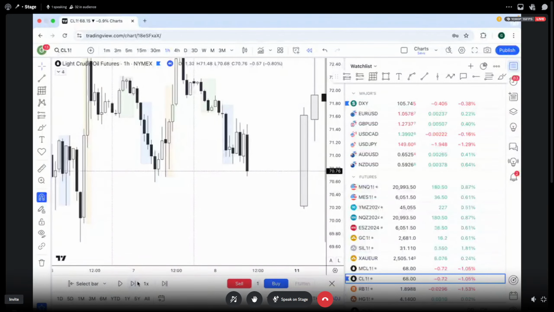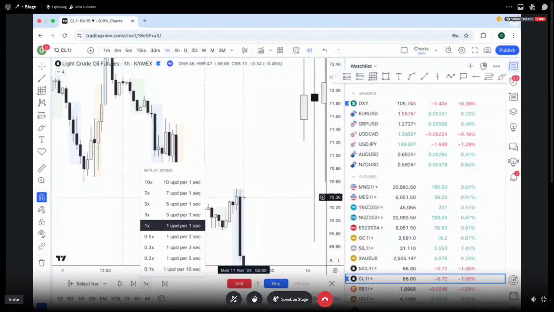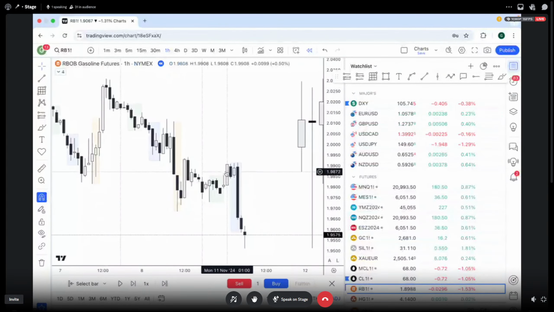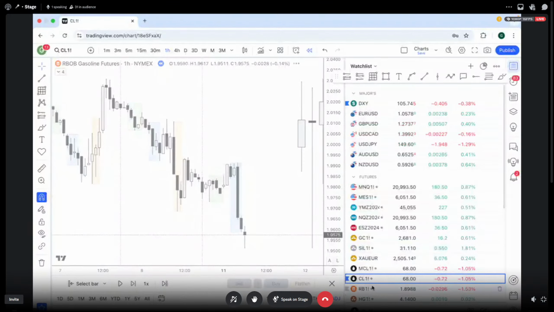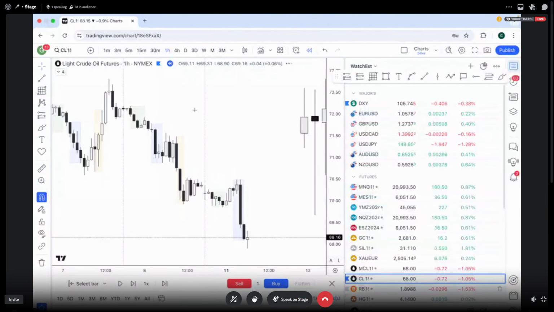Let's go to the next day though. I don't think there's anything this day. It's not that clean, unless you're going to trade London to this S&P. Again, I don't think there's an S&P. You want RB though.